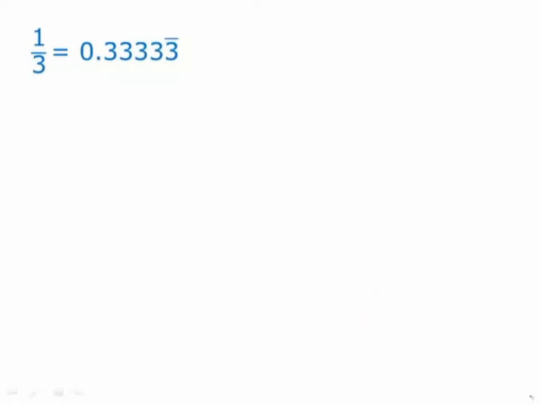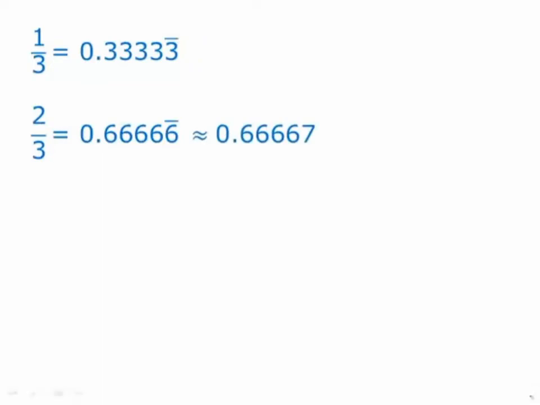Another very popular one, 1/3, is 0.3333 repeating. We've met this already. If we multiply this by 2, we get 2/3 is 0.666 repeating, and of course if we round that off, the last 6 becomes a 7.